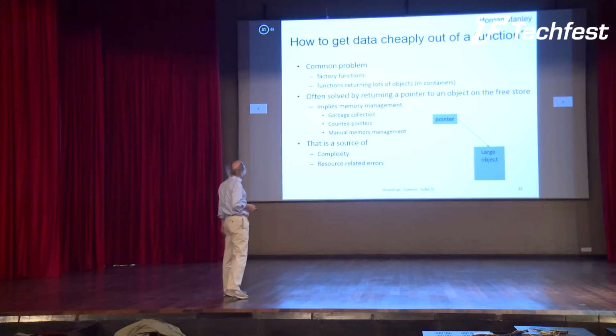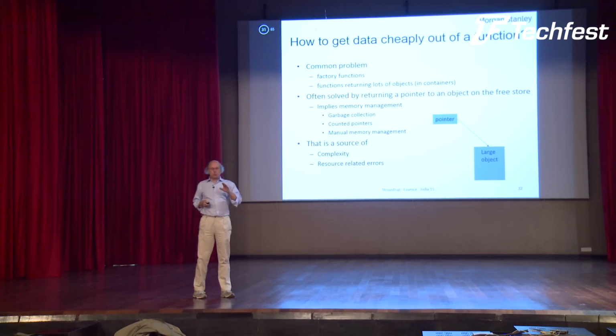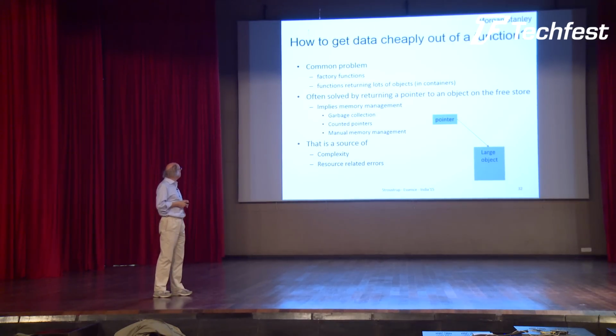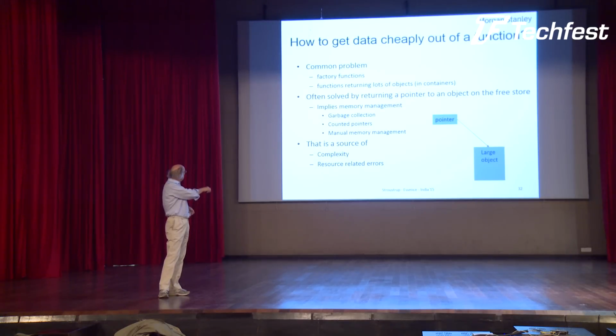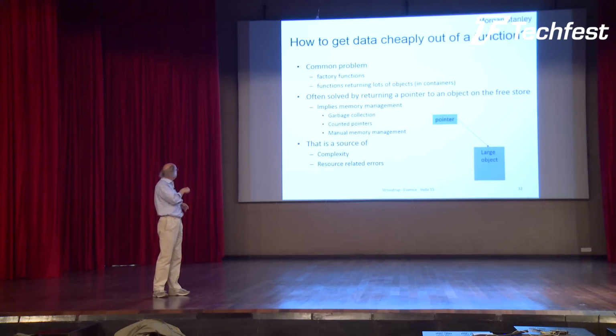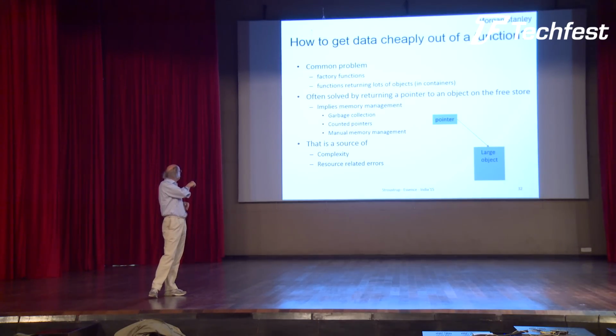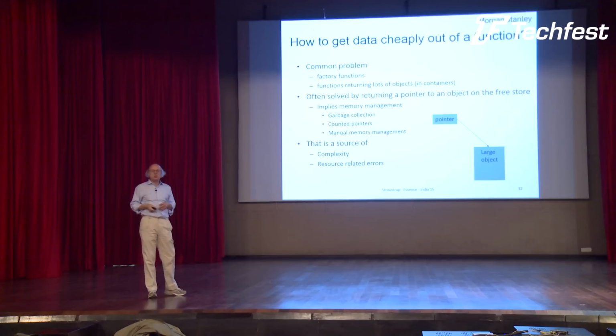Anyway, I have one more problem to solve before I give the style lesson for this. One of the reasons there are a lot of pointers in old code is the problem of how we get a lot of data out of a function. Think of a factory function, think of things that build up a container, and quite often you then have a large object and you pass a pointer out. And that unfortunately implies explicit memory management. You can use a garbage collector, you can use counted pointers, or you can do it by hand.